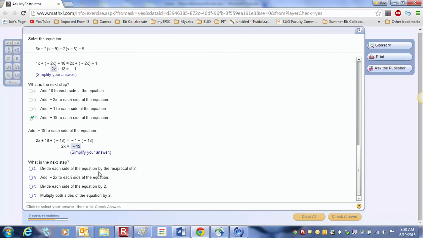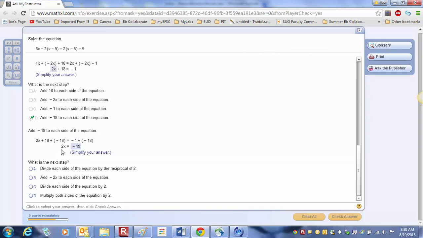Divide each side of the equation by the reciprocal of 2. Now, if you divide by the reciprocal of 2, which is 1/2, 2 divided by 1/2 equals 4. That's not going to work. We either multiply by the reciprocal of 2, 1/2 times 2 equals 1, or divide by 2. But dividing by the reciprocal of 2, which is 1/2, gives 2 divided by 1/2 equals 4. That's not going to help.